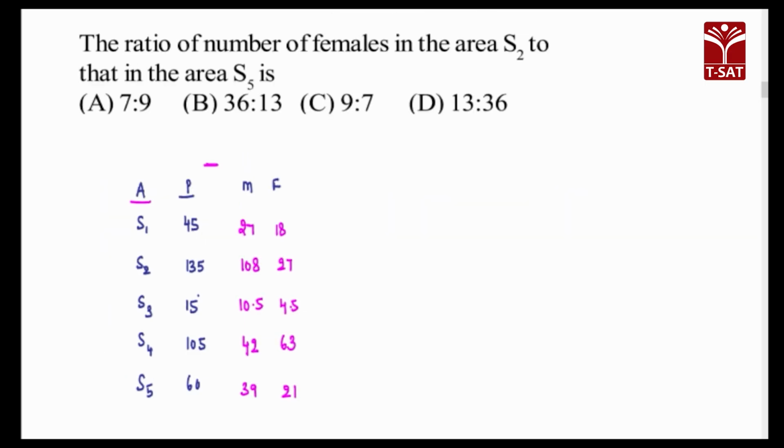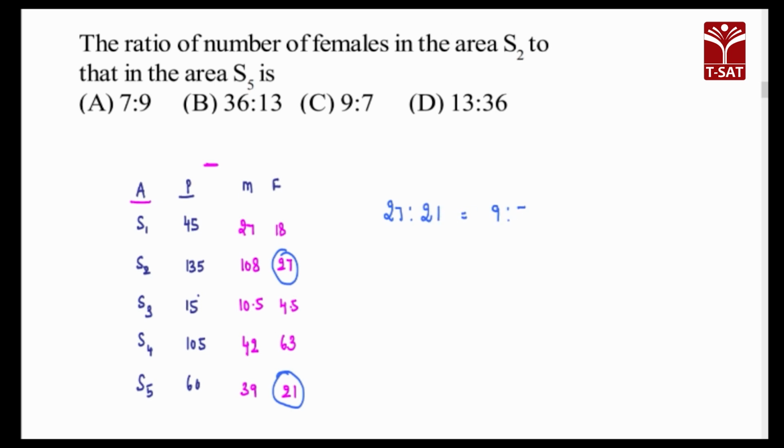The ratio of number of females in the area S2 to that in the area S5 is. Look, already we have the data with us. Therefore, it is very simple for us to look at S2 and S5. Look at female in S2, it is 27, and look at the female in S5, it is 21. Therefore, the ratio is 27 is to 21. Cancel it in the 3 table.